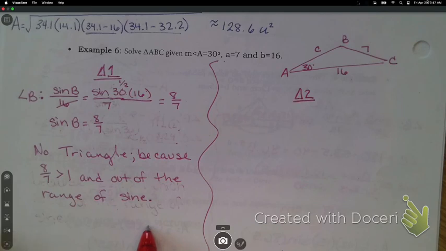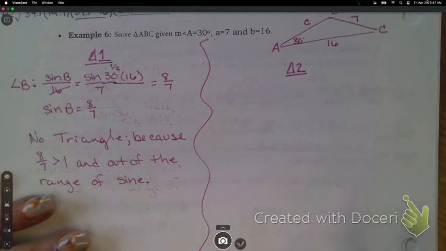So you are going to run into some that have no second triangle today, no triangle at all, or two triangles. So if there's not one, there's no second one. You're done.